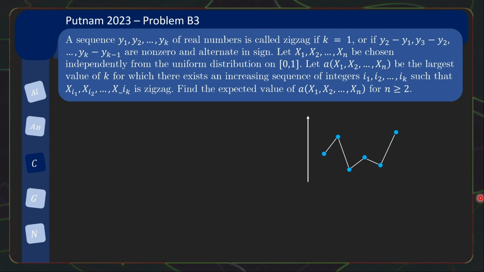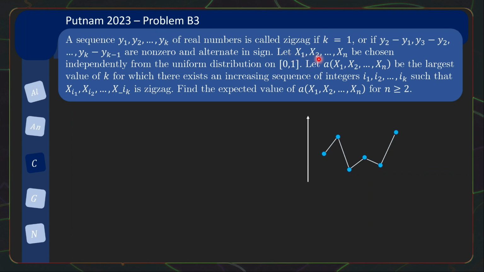Okay, let us now take a look at problem B3, which is actually another very nice problem. So we see that a sequence y1, y2, ..., yk of real numbers is called zigzag if it basically goes up and down in an alternating fashion. So either k equals 1, where it's trivially just 1 point, or y2 minus y1, y3 minus y2, ..., yk minus y(k-1) are non-zero and alternating in sign. So basically either up, down, up, or down, up, down, and so on.